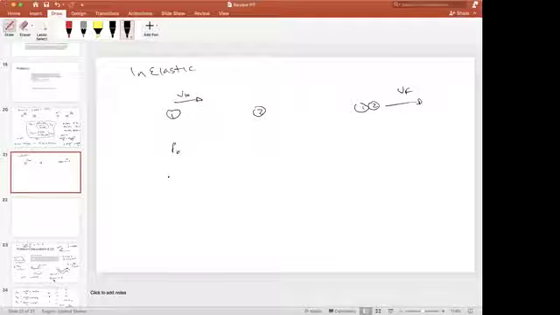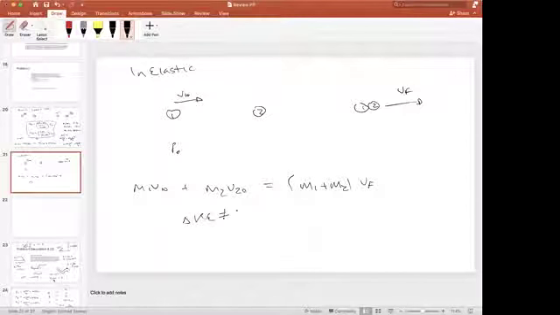Here, P initial is M1 V1 initial plus, did I not square? Good. Plus M2 V2 initial is equal to M1 plus M2 times V final. Now here, the kinetic energy is not 0. In fact, it's always negative.